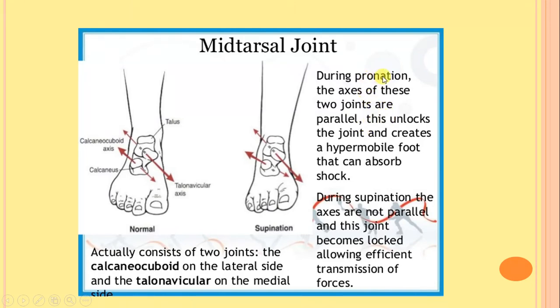During pronation, the axes of these two joints are parallel. This unlocks the joint and creates a hypermobile foot that can absorb the shock. And during supination or inversion, the axes are not parallel and this joint becomes locked, allowing efficient transmission of the force. So for efficient transmission of force, consider two joints: the calcaneocuboid on the lateral side and the talonavicular on the medial side, the mid-tarsal joint.